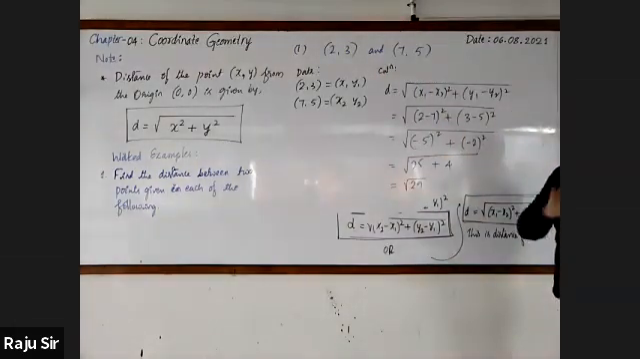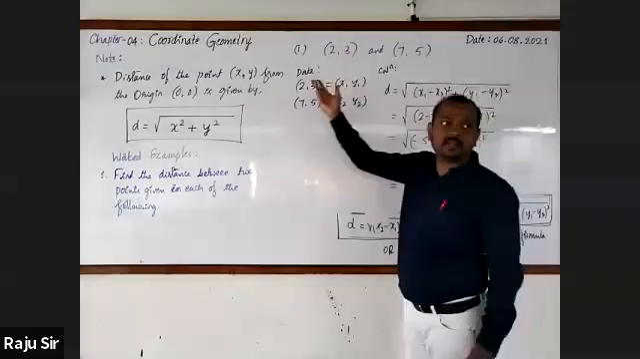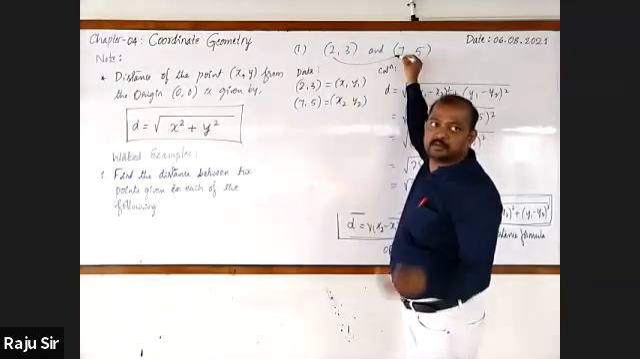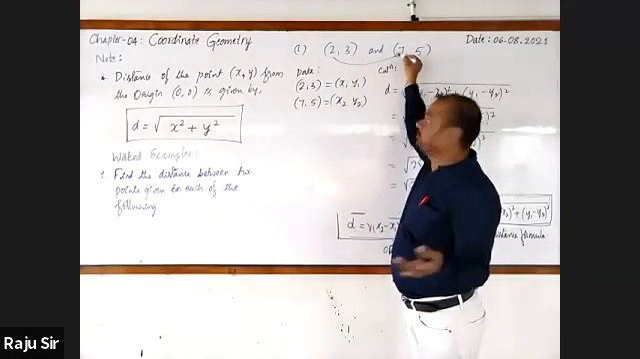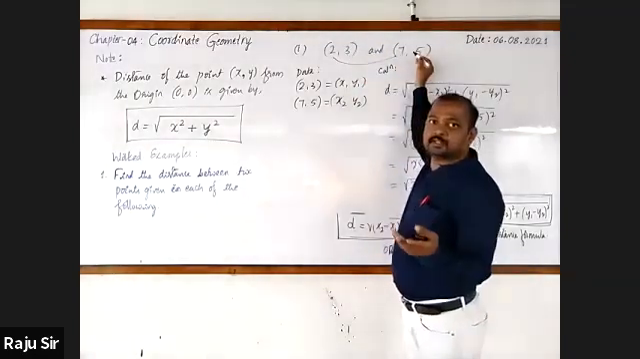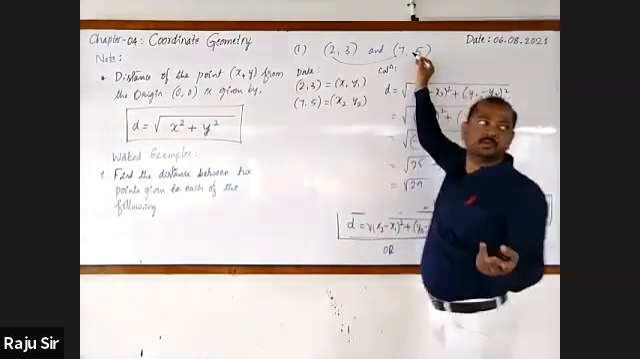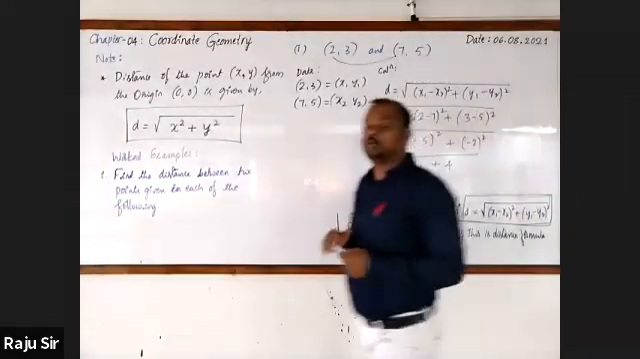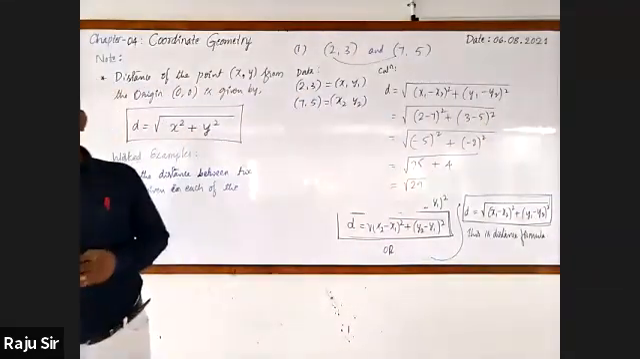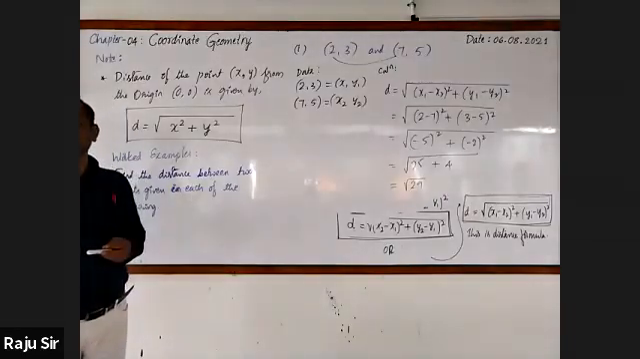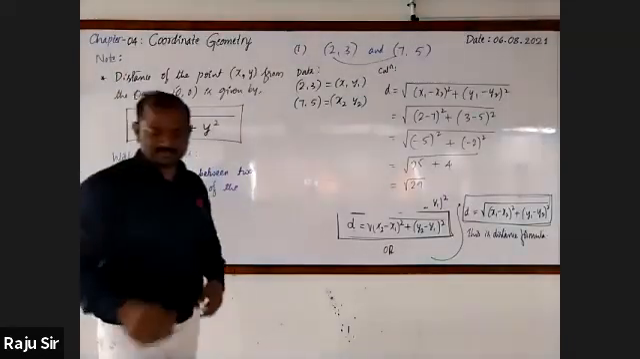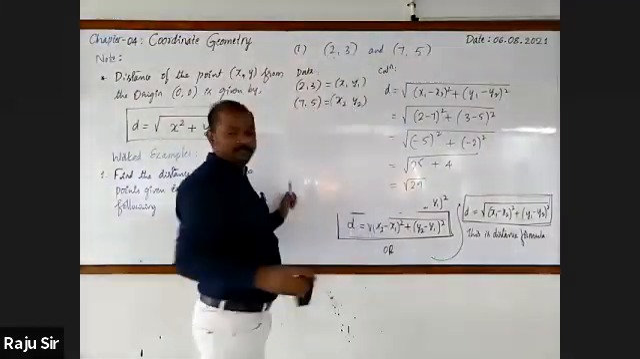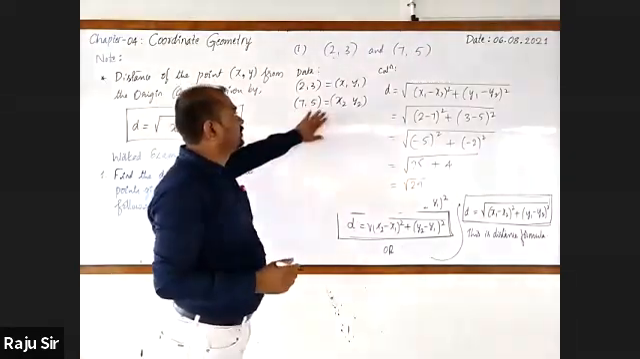Now the shortcut method. Mind calculation is enough. Here 2 minus 7 is minus 5, whole square 25. 3 minus 5 is minus 2, whole square 4. 25 plus 4 is 29. Square root of 29. Got it? How many marks will you expect from this? 1 mark. Don't expect more than that.